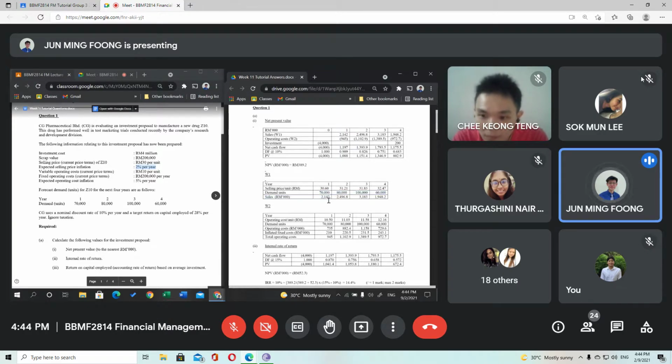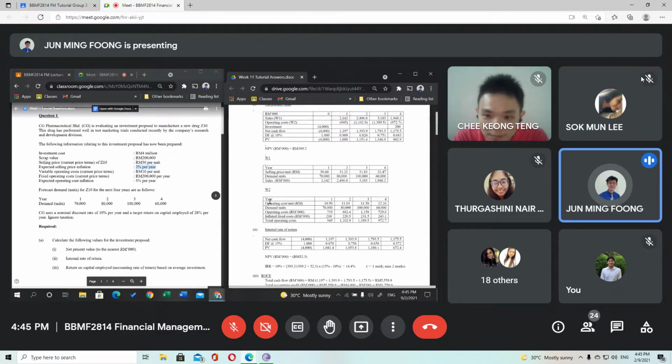So then the selling price will be multiplied with the demand given from the question from year 1 to year 4. You get the sales amount. Then you need to fill in to this table, net present value table, and now we're looking at the calculation working tool, which we need to calculate the operating cost.